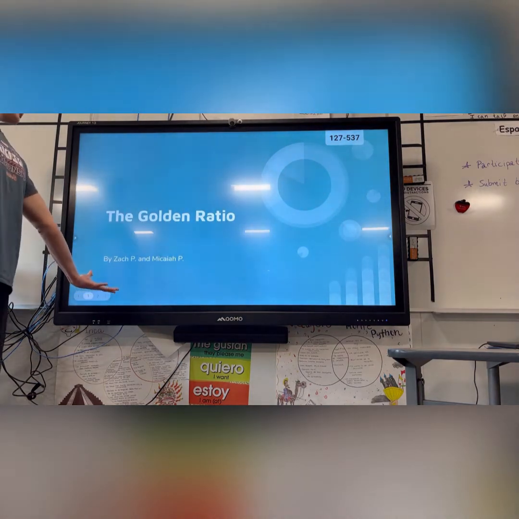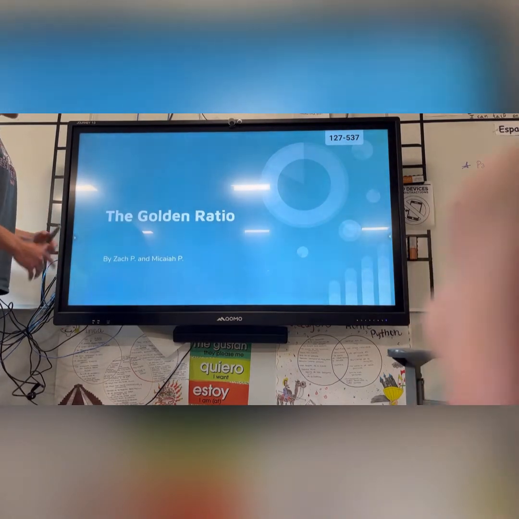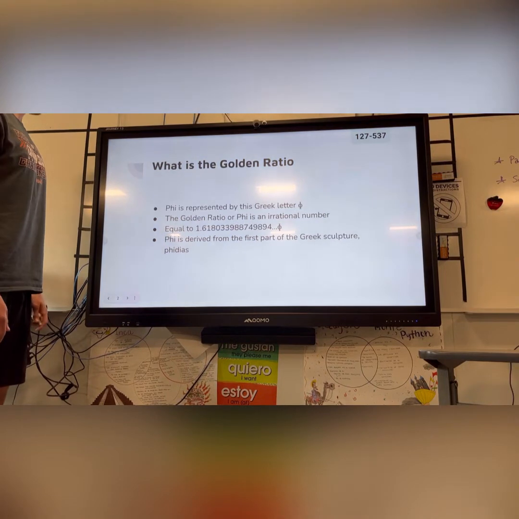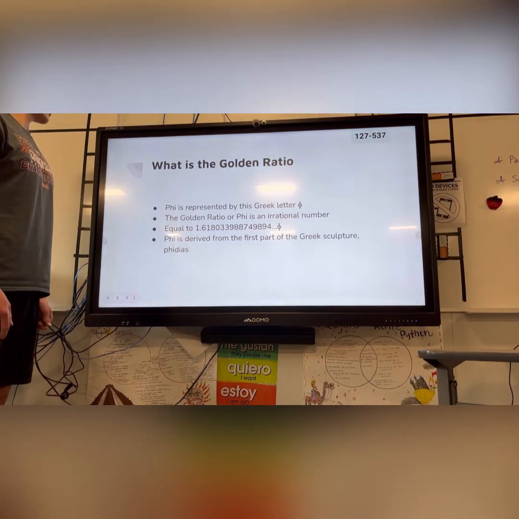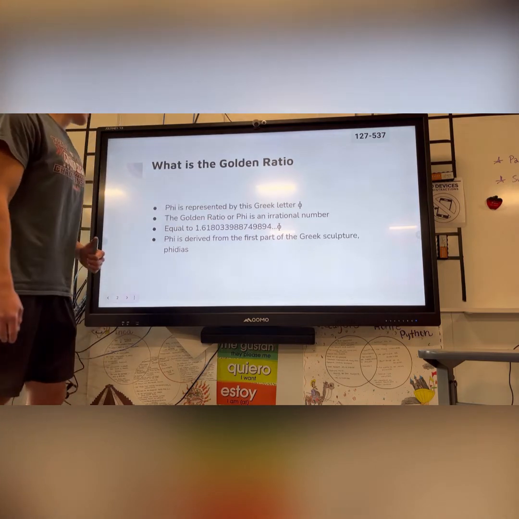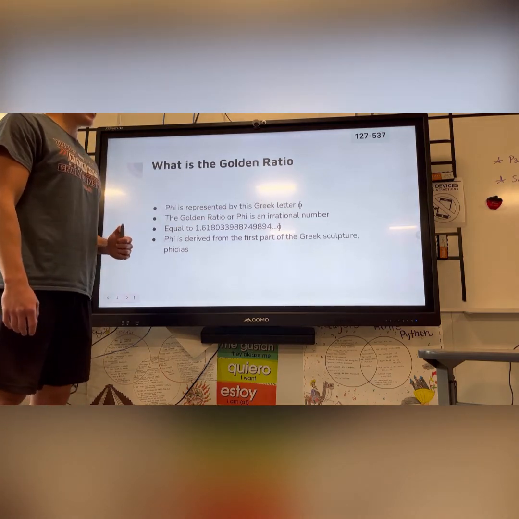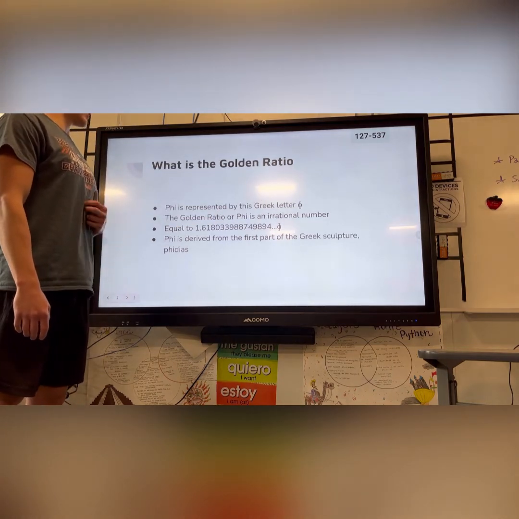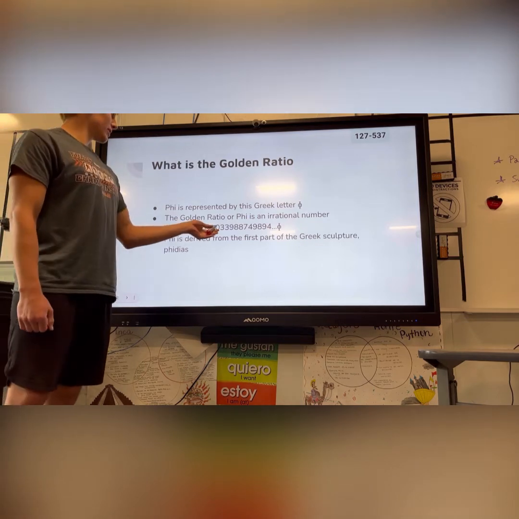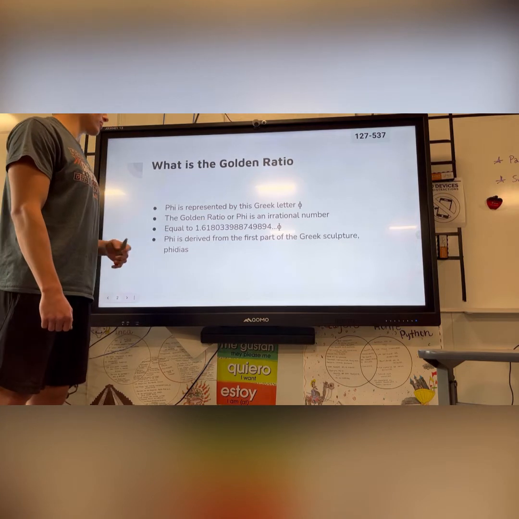So, the golden ratio, by myself and Zach Peterson. Zach is not here today. The golden ratio is represented by phi, the Greek letter that looks like that. It's a very irrational number. There are actually levels of irrationality, but it's super irrational. It's equal to this. It's never ending, which is what makes it irrational.